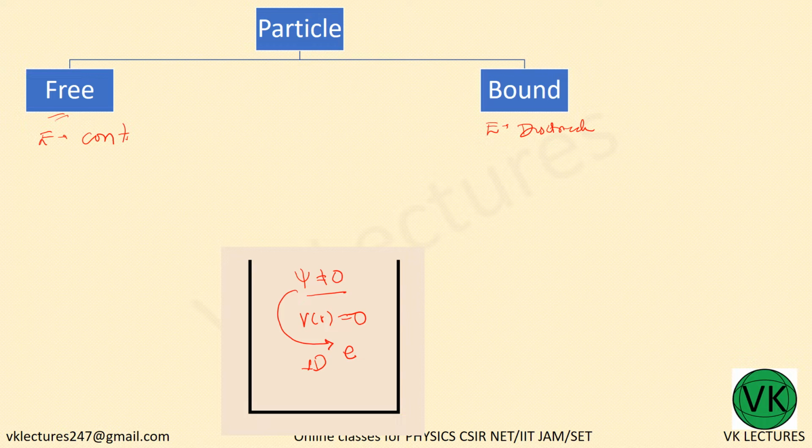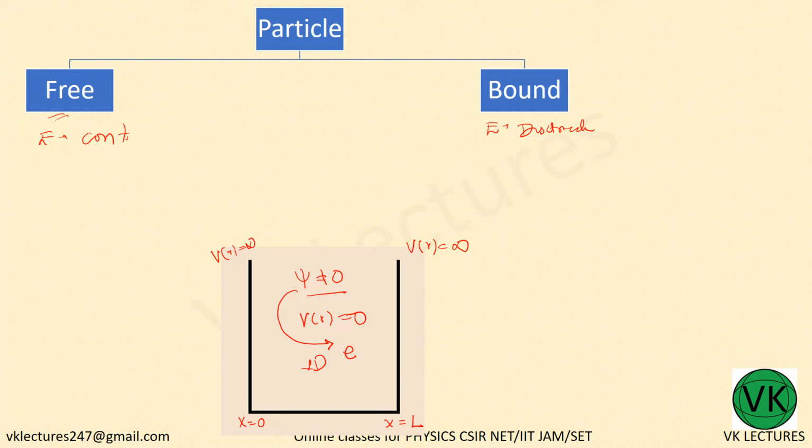The wave function not equal to 0 means there is a particle inside this box. At the extreme ends, that is, at x equal to 0 and x equal to L, the length of the box, your potential V of R is equal to infinity.